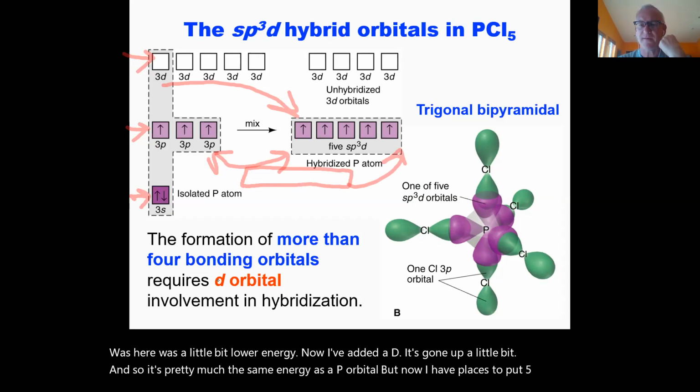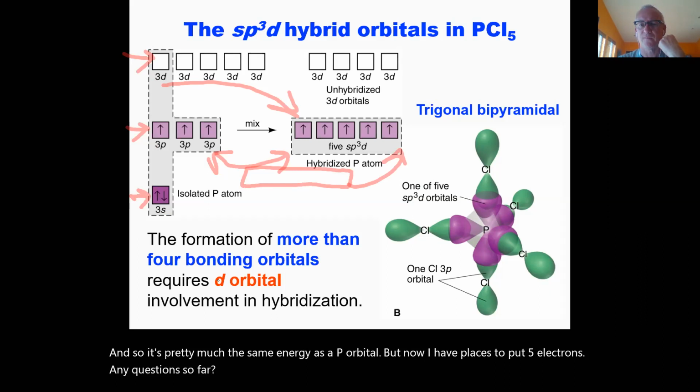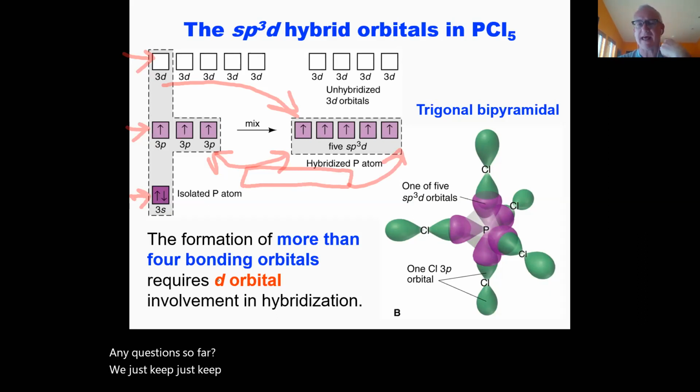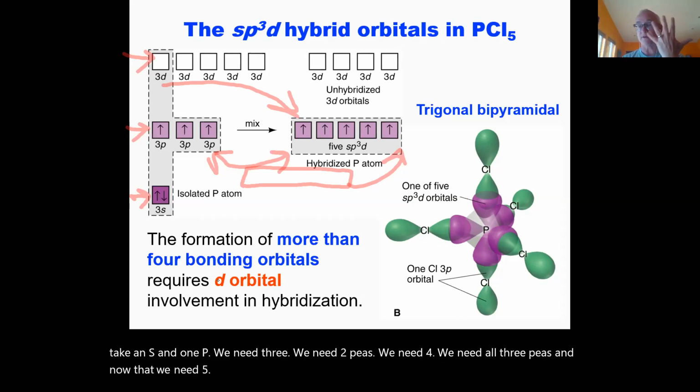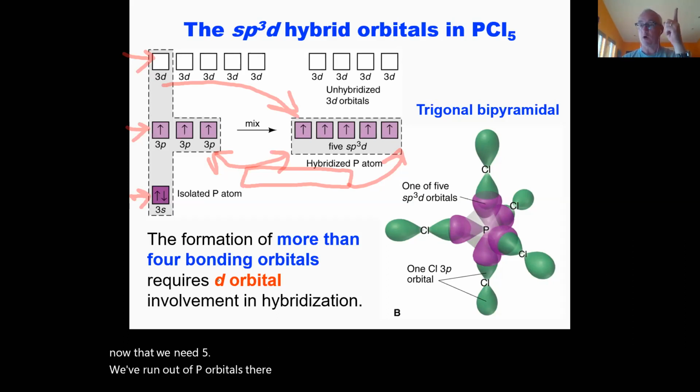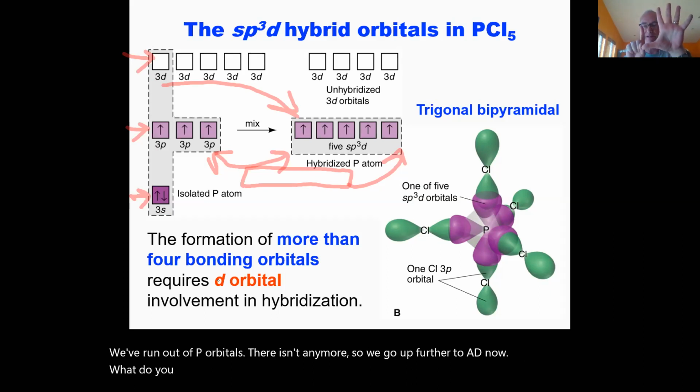Any questions so far? See, we just keep adding orbitals. We just add as many orbitals as we need. When we need 2, we take an s and 1 p. When we need 3, we need 2 ps. When we need 4, we need all 3 ps. And now that we need 5, we've run out of p orbitals. There isn't any more. So we go up further to a d. Now, what do you think happens when we need 6? What are we going to do then?